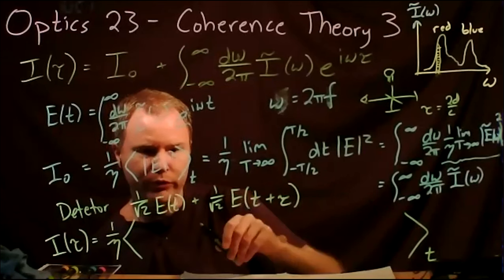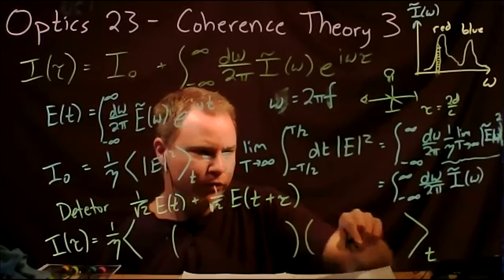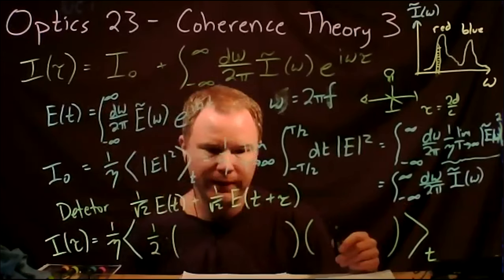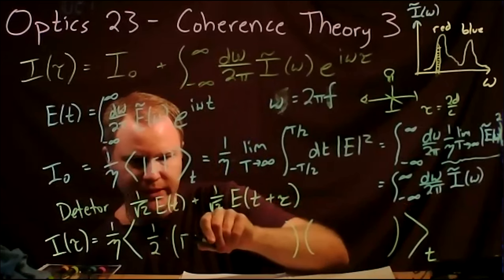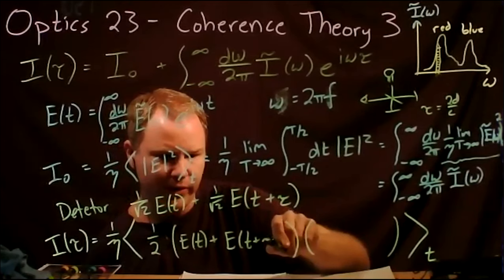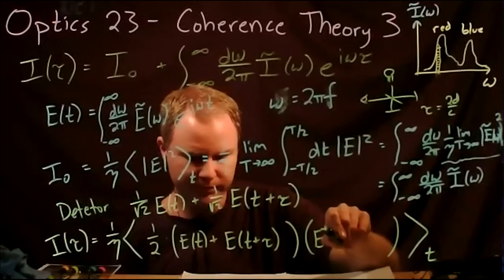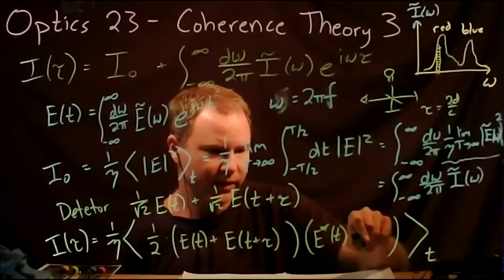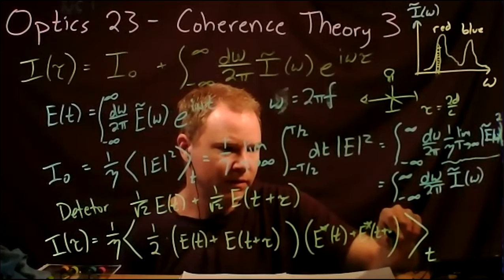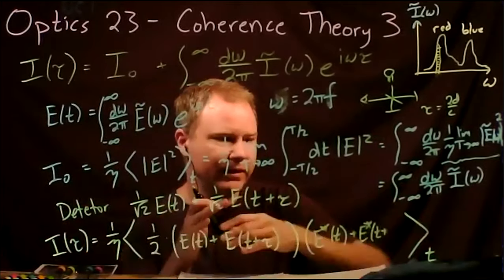And let me just pull out all the square root of twos. The square root of twos from the first copy and from the complex conjugate are going to combine to give me an overall factor of 1/2 here. And the first one is just E of t plus E of t plus tau. And the complex conjugate I'll write as E star of t plus E star of t plus tau.